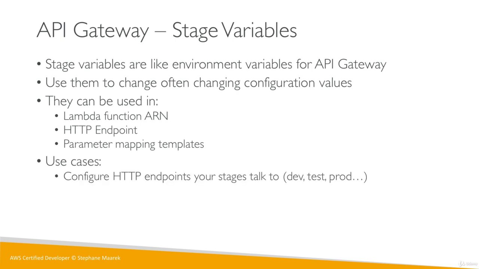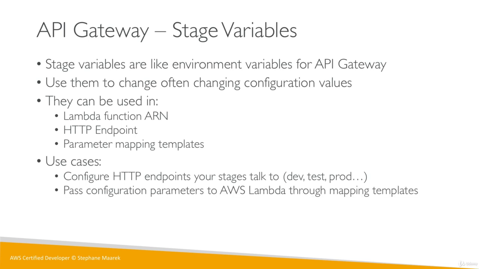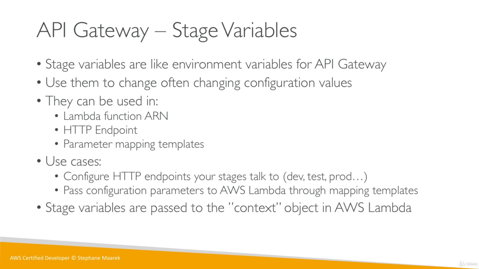So use cases for stage variables, and we'll see them in action in the next slide, is that we can configure the HTTP endpoint that our stages talk to. So for example, if you have a dev stage, then you can talk to the dev HTTP API. If we have a test stage, then we can talk to the test HTTP API, and so on. We can pass configuration parameters down to the Lambda functions using mapping templates. So the stage can be passed down all the way to the Lambda function, and the Lambda function knows if it's in dev, test, or prod. And for example, the stage variables will be accessible in the context object in AWS Lambda as well. So we have different ways in AWS Lambda to get back these stage variables.